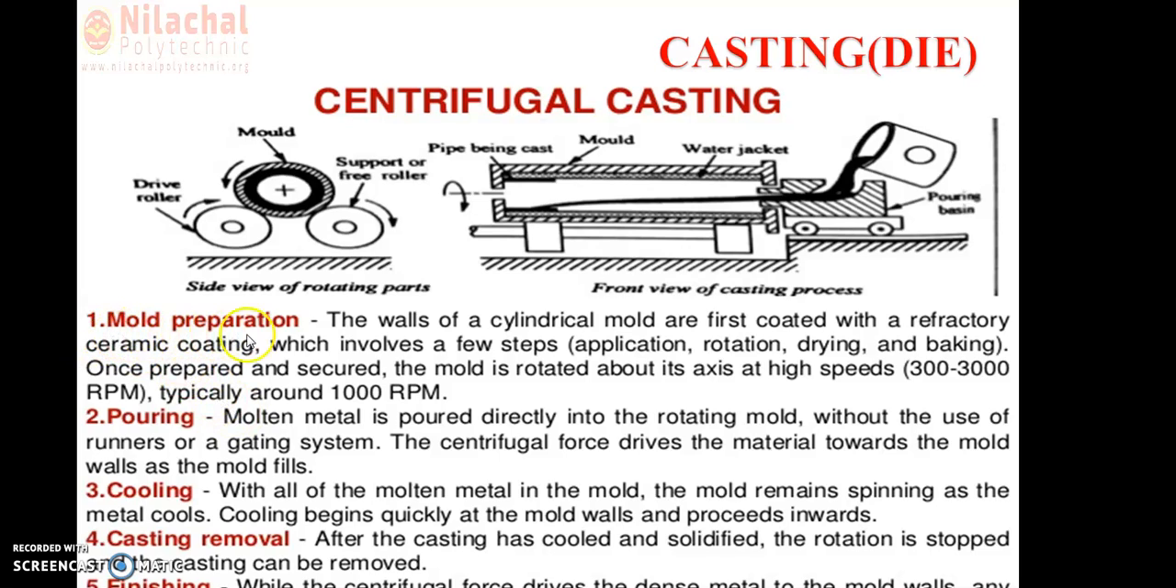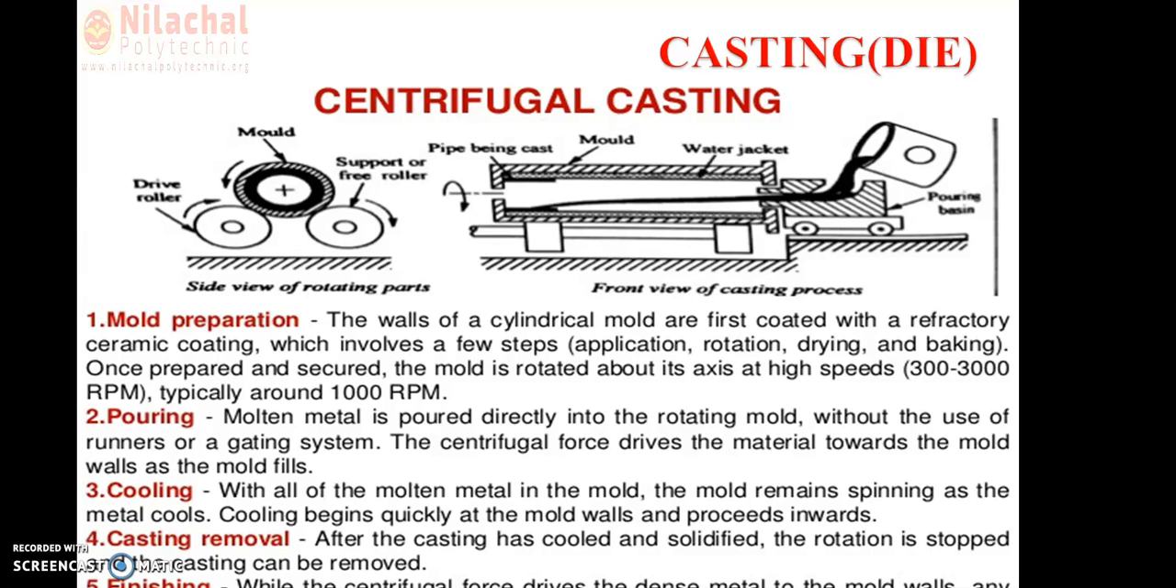First of all, mold preparation is required. The wall of a cylindrical mold is first coated with a refractory ceramic coating, which involves a few steps like application, rotation, drying and baking. After that, once prepared and secured, the mold is rotated about its axis at a high speed. That means between 300 to 3000 RPM, typically around 1000 RPM is required.